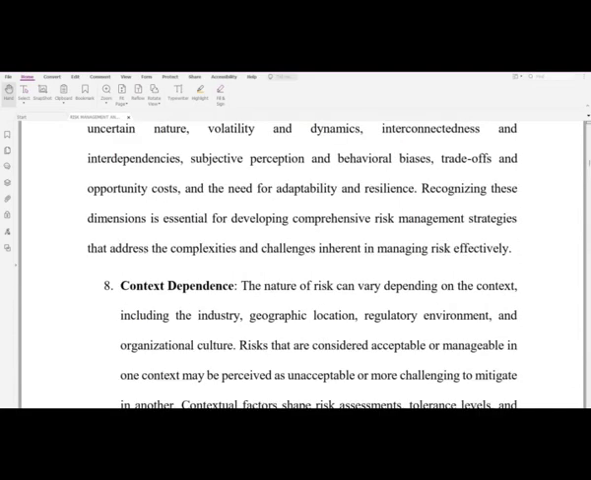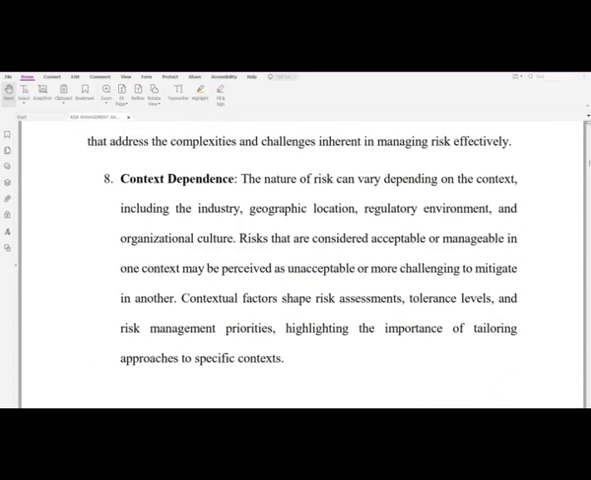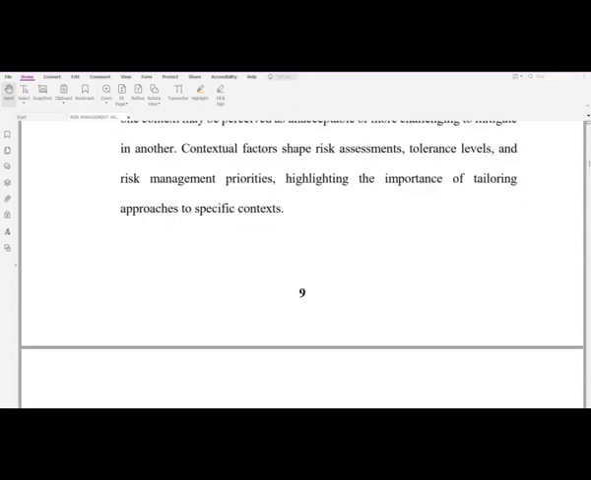The context dependence, as the name suggests, includes the industry, the geographic location, regulatory environment, and organizational culture. Risks that are considered acceptable or manageable in one context may be perceived as unacceptable or more challenging to mitigate in another. Therefore, contextual factors shape risk assessment, tolerance levels, and risk management priorities, highlighting the importance of tailoring approaches to specific contexts.